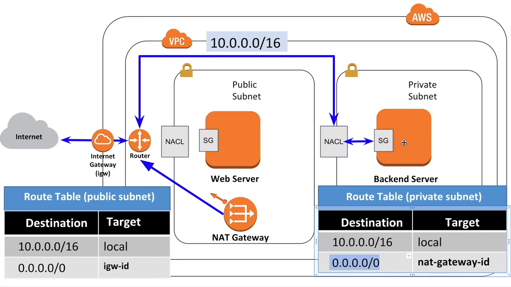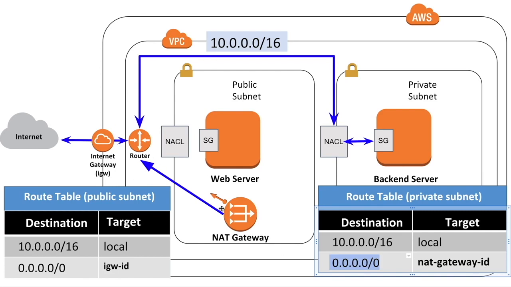So what will happen is that request will first go through the security group and NACL will again allow it, and it will go to the router here, and from the router it will inspect the private route table, or the route table assigned to the private subnet. So it will check whether it's within the VPC. No. Then it will use this rule which will route that traffic to the NAT gateway.